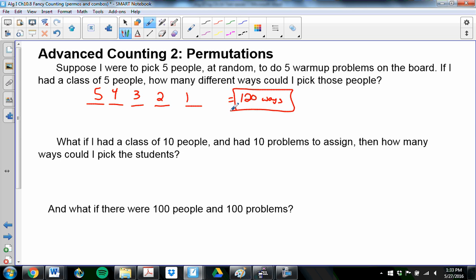This is different than the phone number problem we did at the end of the last video. Because on that one, there's 10 digits, and you can repeat digits. You can use the number 6 over and over in a phone number, but I can't keep having the same students do the same problems. They're not repeating, and that changes how this gets calculated.